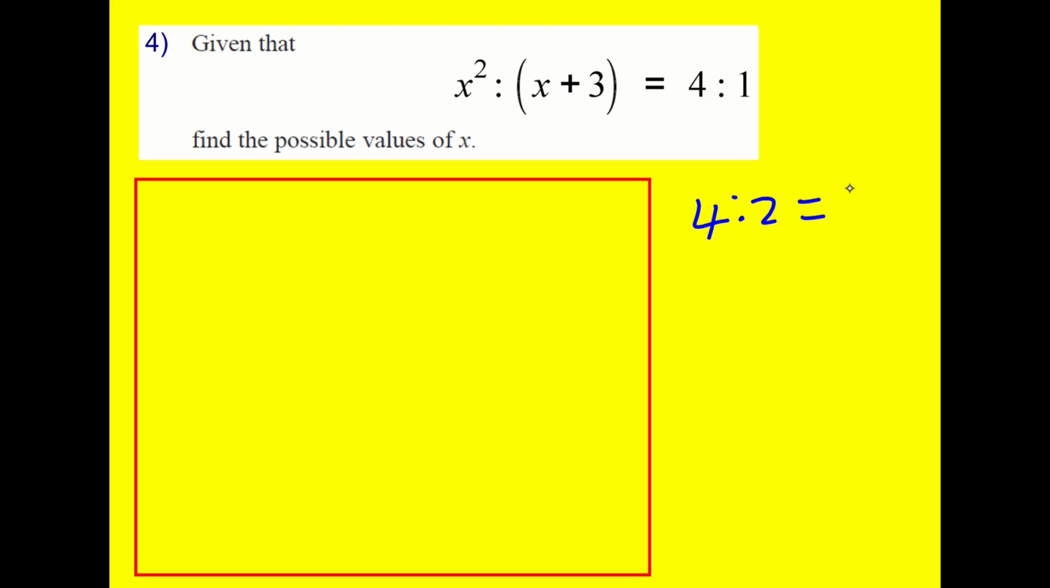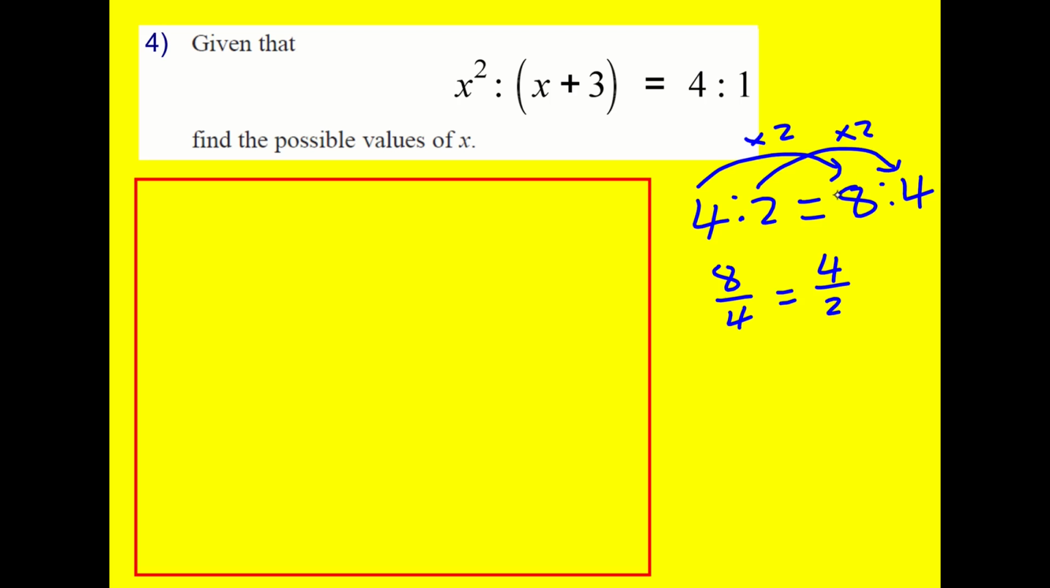The ratio 4 to 2 is the same as 8 to 4. It's actually the same as 2 to 1 if we simplify it. Now you can think about, what do I times 4 by to give 8? It's 2. And what do I times 2 by to give 4? It's actually 2. How could I work that out? Well, it would be 8 divided by 4, or it would be 4 divided by 2. And those two things are going to be equal.